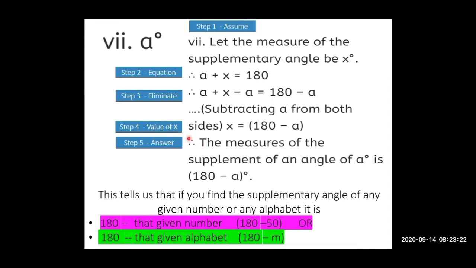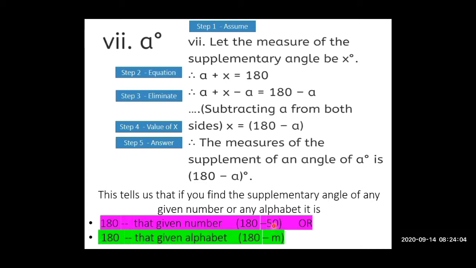So the value of x is x equals (180 minus a). So our final answer is: the measure of the supplement of an angle of a degree is (180 minus a) degrees. Students, this tells us that if you find the supplementary angle of any given number or any alphabet, it is 180 minus that given number or 180 minus that given alphabet.